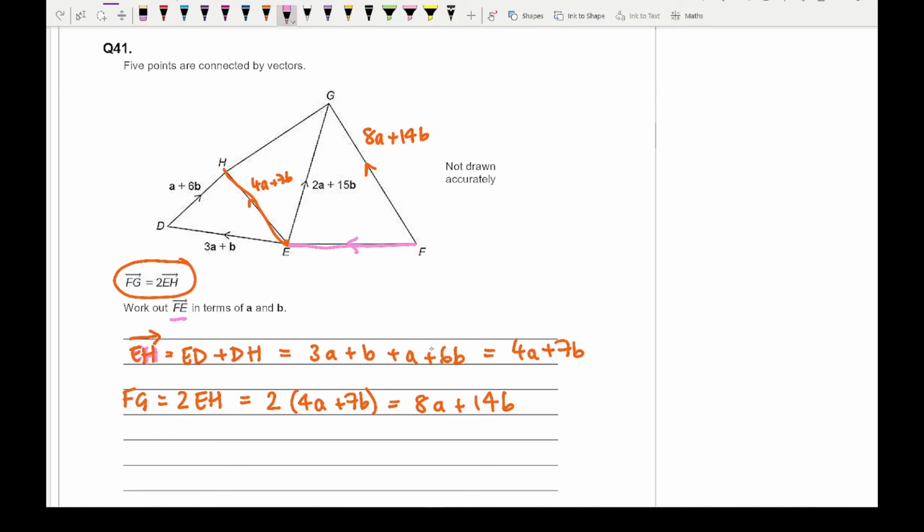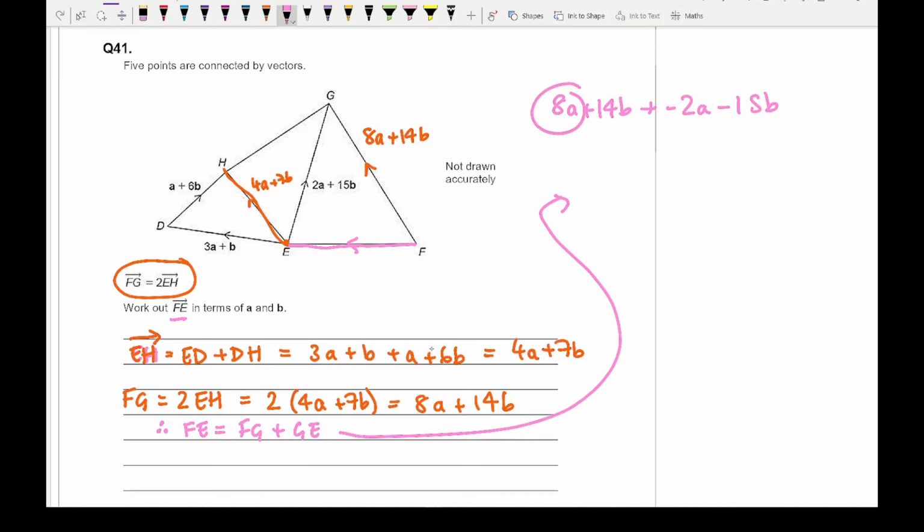So therefore, to work out what F to E is going to be, let me do that in pink. F to E is going to be equal to, and the route I'm going to go is F to G and then G to E. So F to G is going with the arrow, so that's 8a plus 14b, and I'm going against the arrow, so that's minus 2a minus 15b. And then if I collect the like terms, 8a take away 2a gives me 6a, and 14 take away 15 gives me negative 1. So the answer then is 6a minus b.